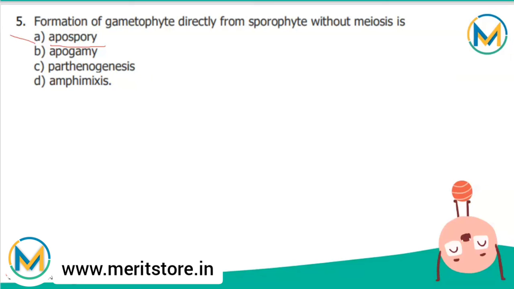Apogamy is the development of sporophyte directly from gametophytic tissue without fusion of gametes. Then amphimixis is normal sexual reproduction, and parthenogenesis is the development of an embryo from an egg without fertilization. So the correct answer for this question is apospory.